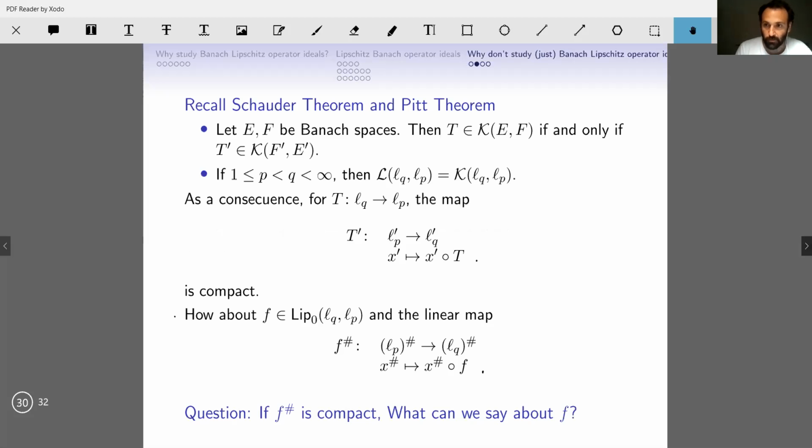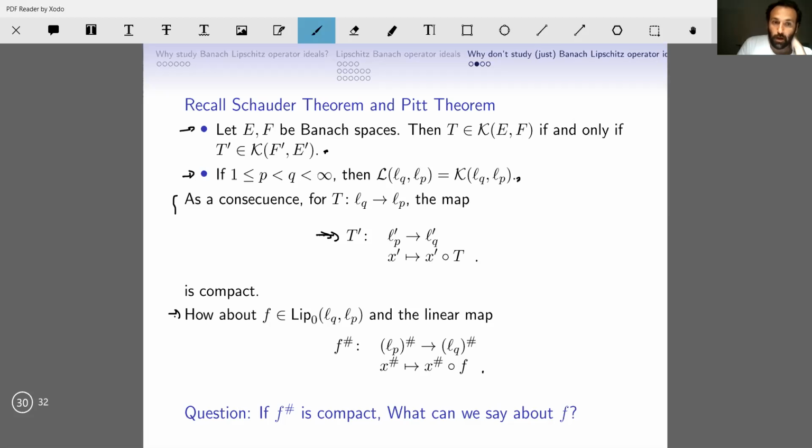To answer this question, first recall the Schauder theorem and the Pitt theorem. First, a linear operator is compact if and only if its transpose is compact. This is the Schauder theorem. And the Pitt theorem states that all operators from little l_q to little l_p, when q is greater than p, are compact. As a consequence, the transpose of any linear operator from l_q to l_p is compact.